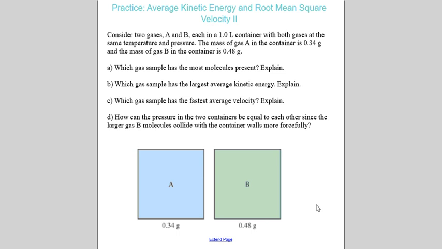So which gas sample has the most molecules present? Which gas has the largest average kinetic energy? Which gas has the fastest average velocity? And how can the pressure of the 2 containers be equal to each other since the larger gas B collides with the container walls more forcefully? So that's what you should try to answer here, and then I'll show the answers in a couple seconds. So 5, 4, 3, 2, 1.